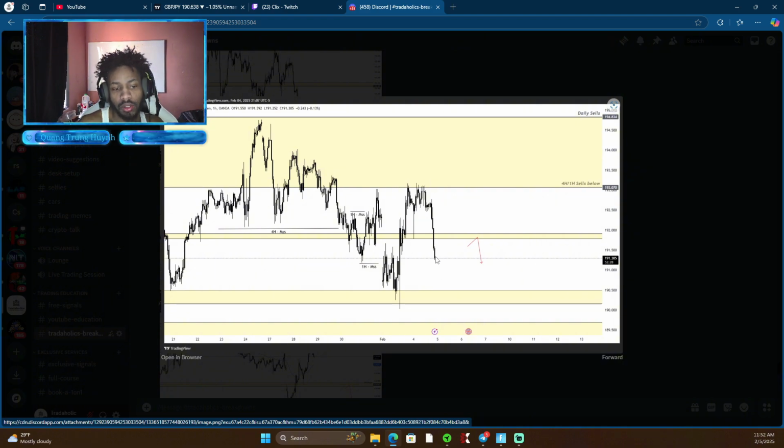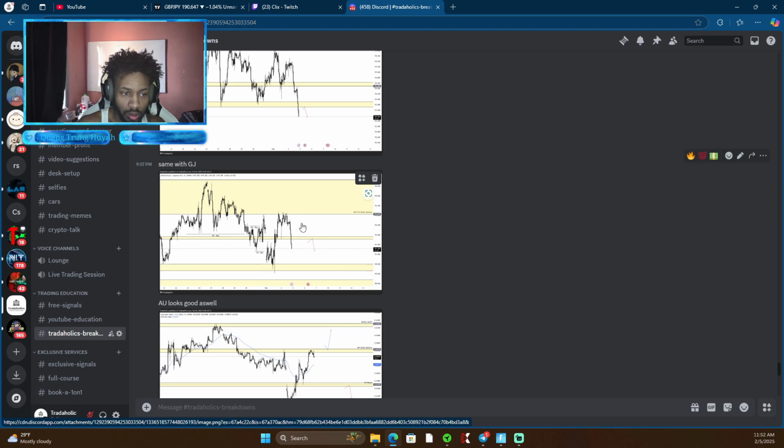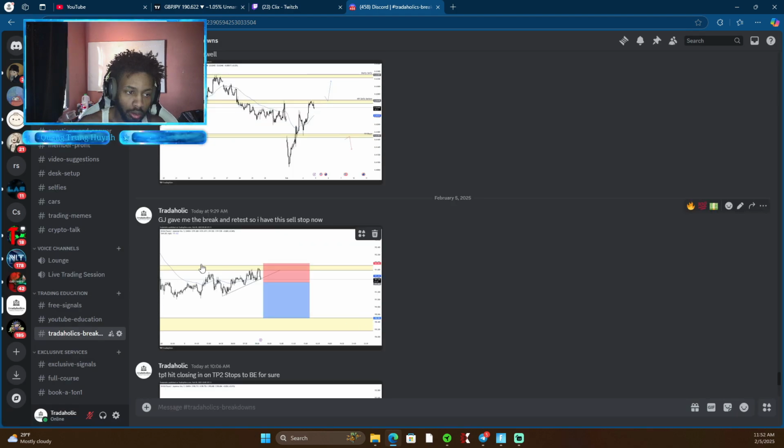I specifically and patiently waited for this retest to actually get into my trade. The retest didn't come until the New York session, meaning all the London session was consolidating. During that consolidation, we sat on our hands and waited for the setup to come to us, not chasing the setup. The setup didn't come until New York session, so we ended up executing during New York here.